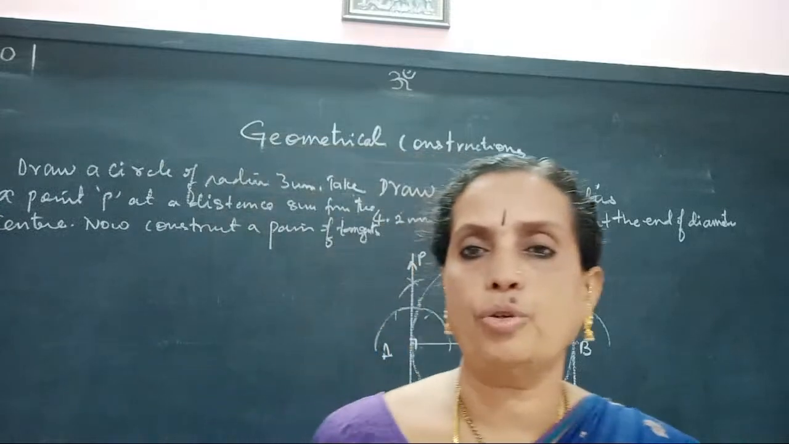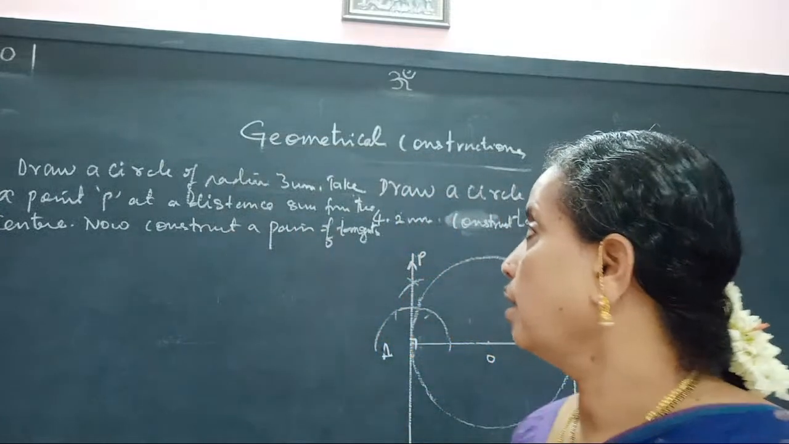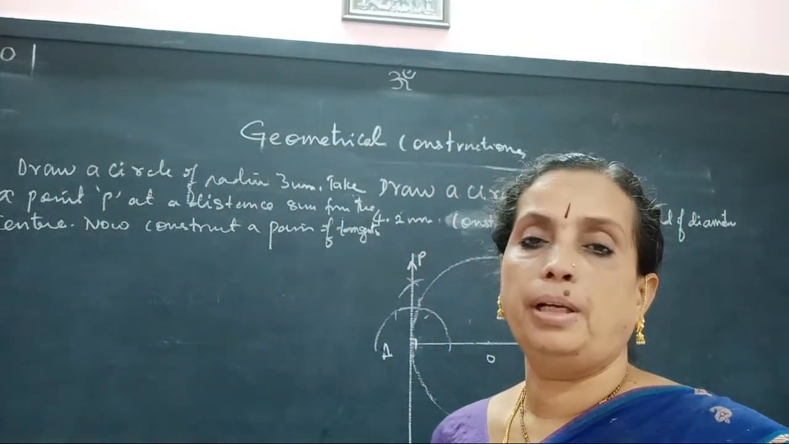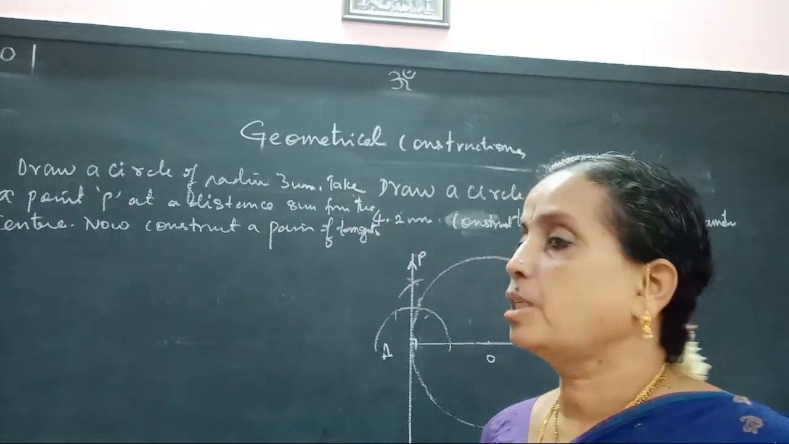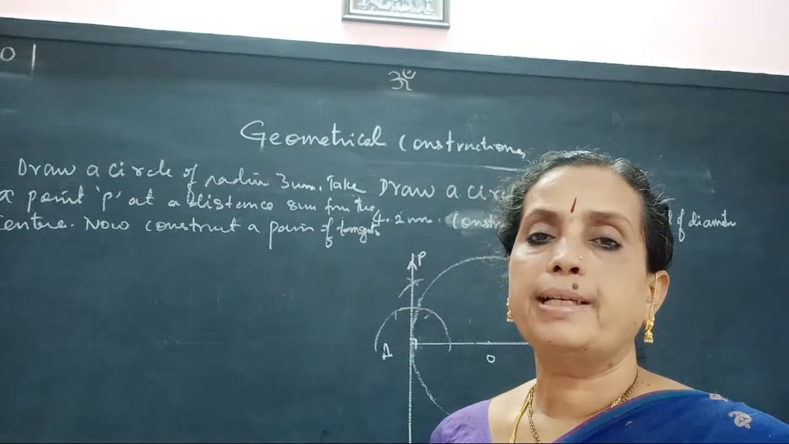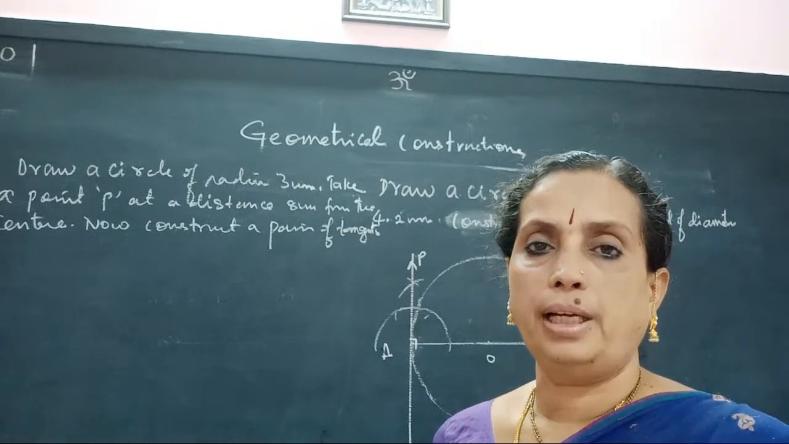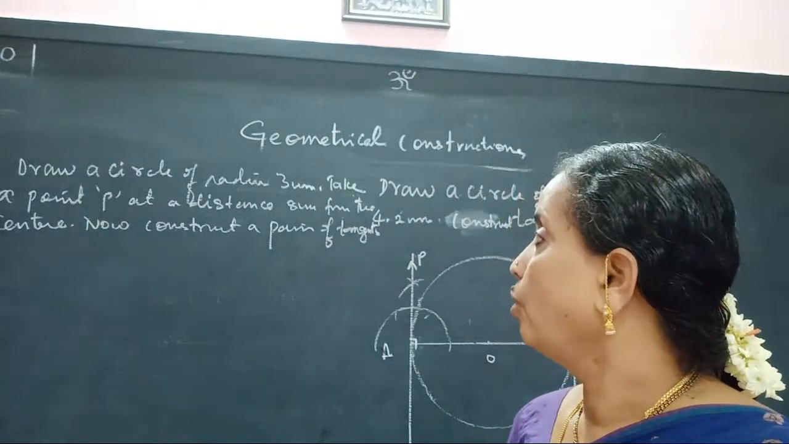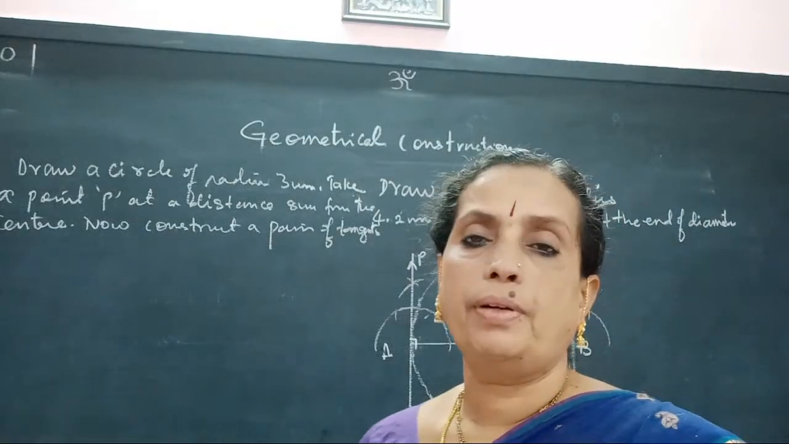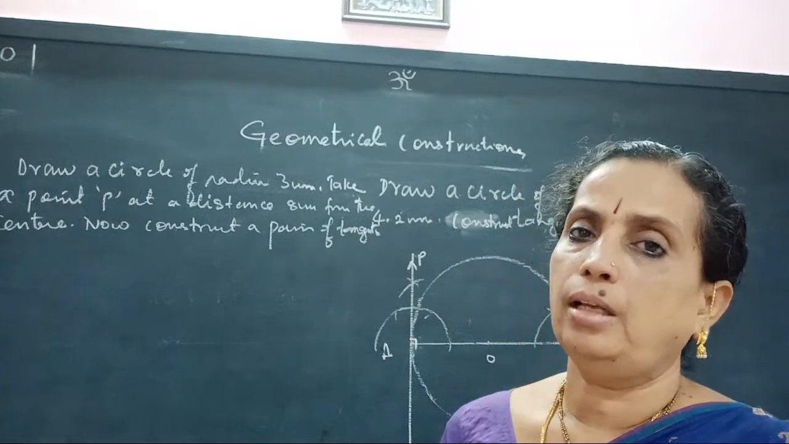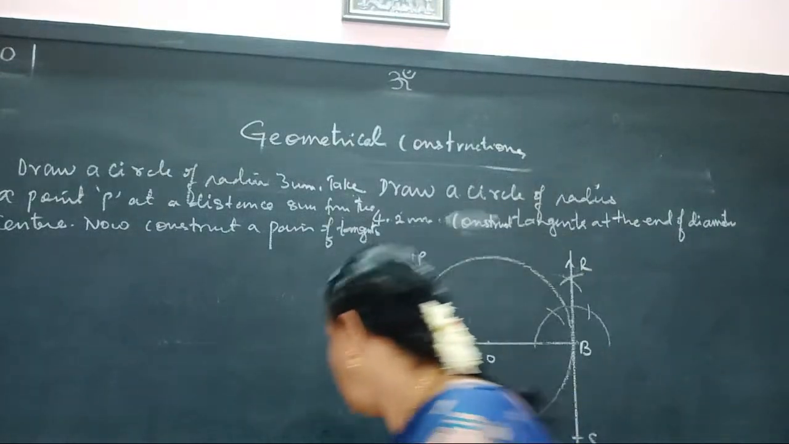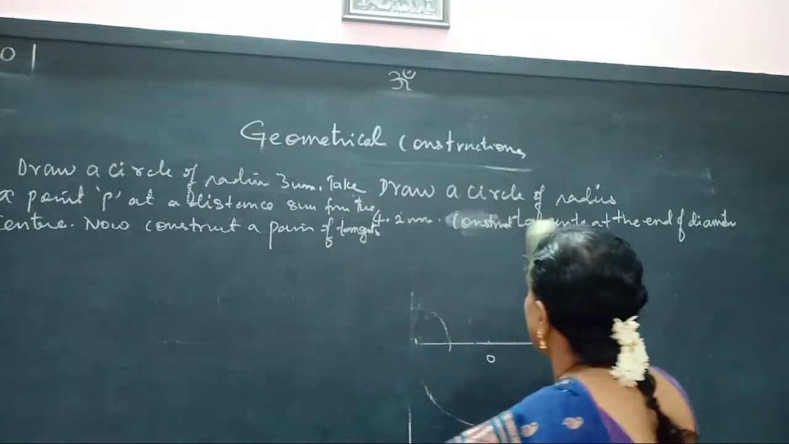I will repeat the question. Draw a circle of radius 3 centimeter. Take a point P at a distance of 8 centimeter from the center. Now construct a pair of tangents to it. Check out the question. Here comes the construction.